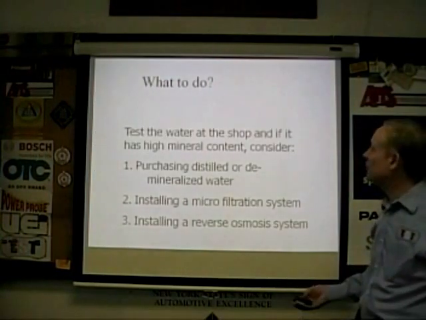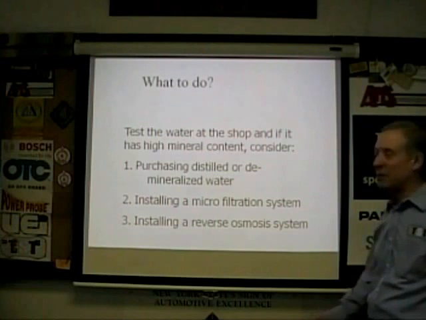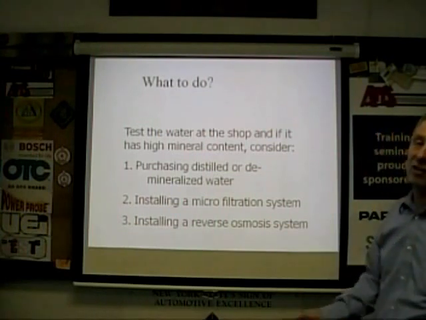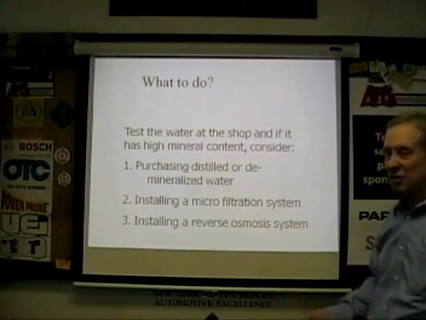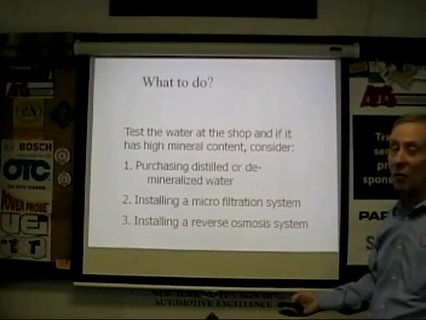All right, what to do? If in doubt, test the water at the shop. If it has a high mineral content, consider using distilled, demineralized, or getting a treatment. You've got to watch the treatment processes, though. Again, the salesman there might sell you the wrong thing.